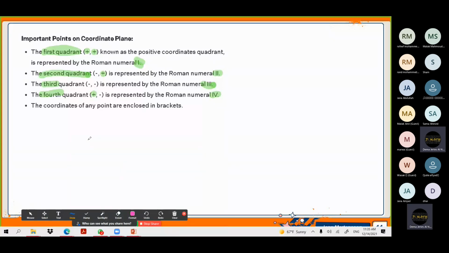And the last thing here, the coordinates of any point are enclosed. I mean, I have to open two brackets, and between them, I have to write X first, then Y. Do you have any question? No, teacher. Okay.